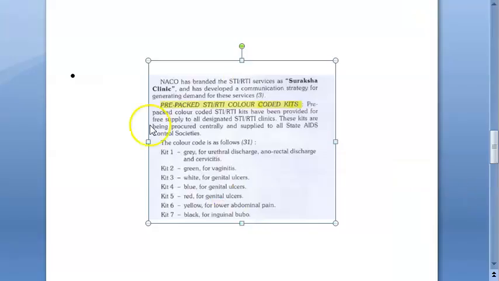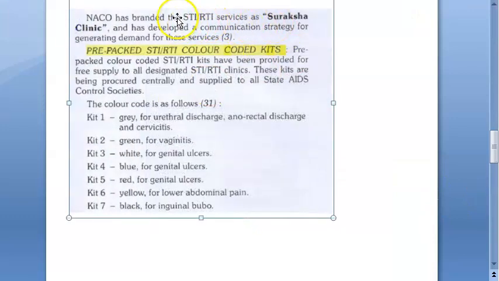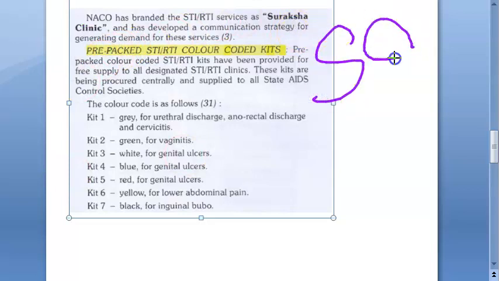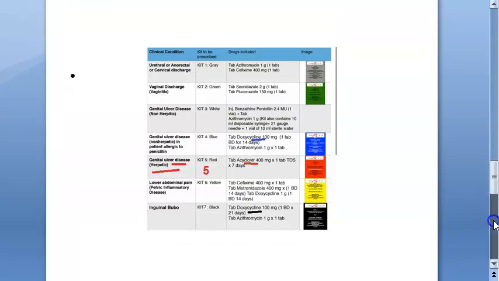Then for treatment of these STIs or RTI, which is reproductive tract infection or sexually transmitted infections, under NACO, that is National AIDS Control Organisation, you have Suraksha Clinic, right? You have Suraksha Clinic services. Then here you have pre-packed STI, RTI color-coded kits. This is very important. So you have so many colors for these. Look at these. Look at the kits, then you will understand better.